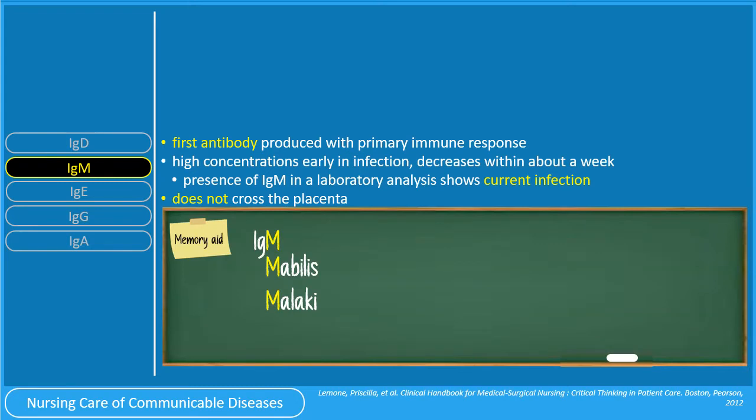As a memory aid, IgM, M for mabilis. It is the first antibody produced with primary immune response. And another M, M for malaki. It cannot cross the placenta because of its size.